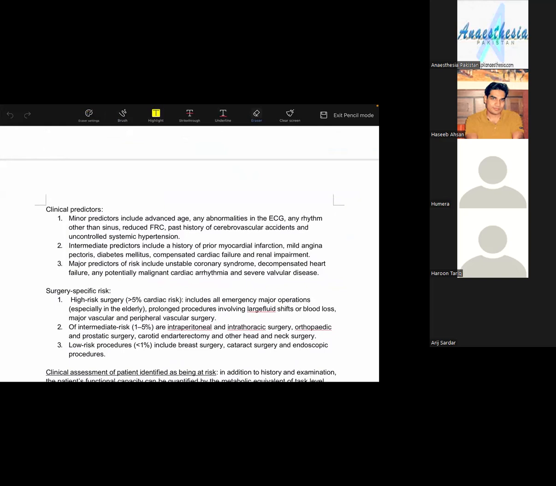That's why you should not read each and every line of what is written. Some things may be wrong. This is reduced METs, I think. It should not be FRC. I think it should be reduced functional capacity. Just remove FRC and take it as METs. METs stands for metabolic equivalent. We will discuss this later. Okay, Hasib, go forward. We are running short of time.